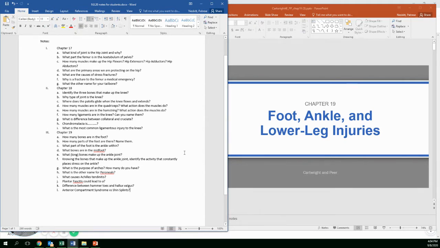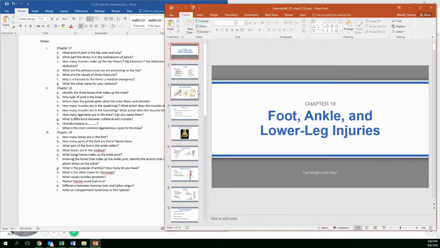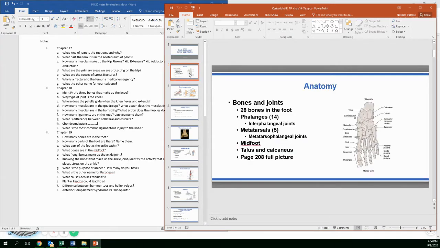Let's go. All right, so chapter 19, the important stuff. How many bones do you have in your foot? 28, okay? And it is broken down into different sections of the foot. Page 208 has a full picture of the entire foot as far as the bones that you want to be well acquainted with.